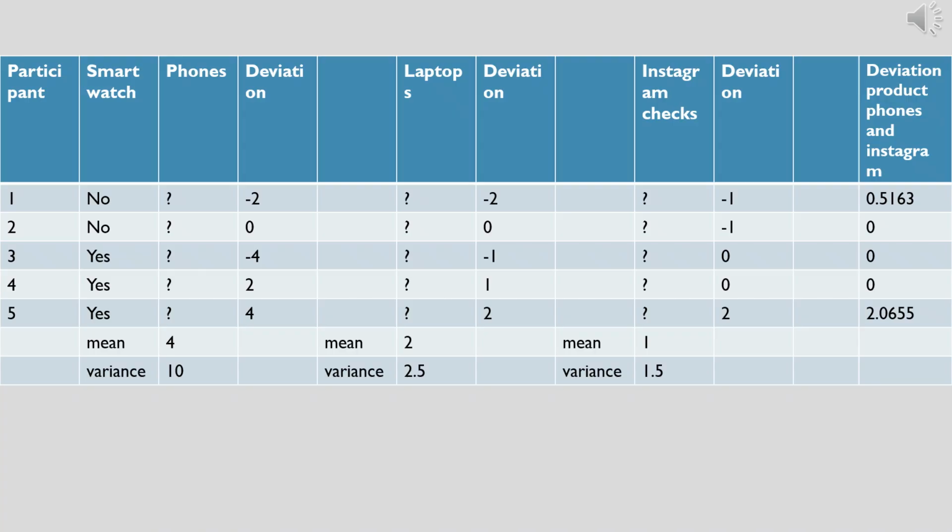All right, getting back to our data here. I'm interested in the correlation between the number of phones somebody owns and the number of laptops they own. The first thing that I need to do, and the first thing that I'd like you to do, is calculate the covariance of phones and laptops.